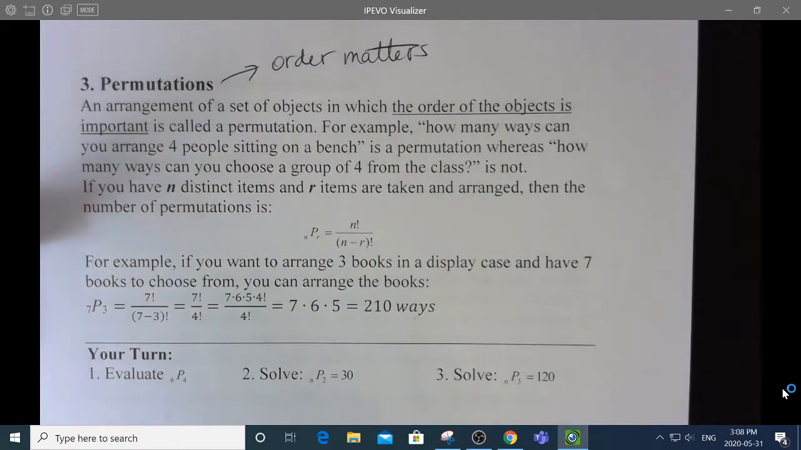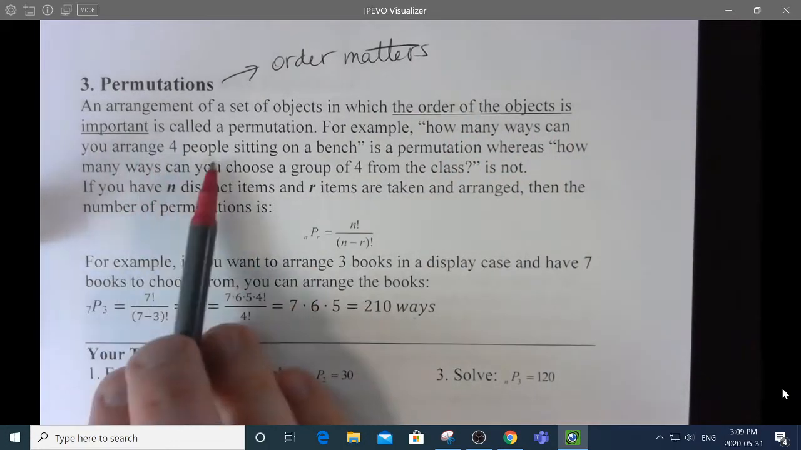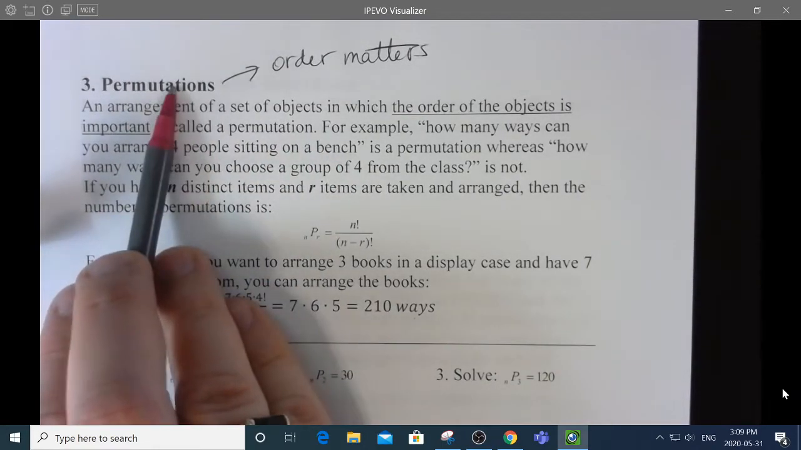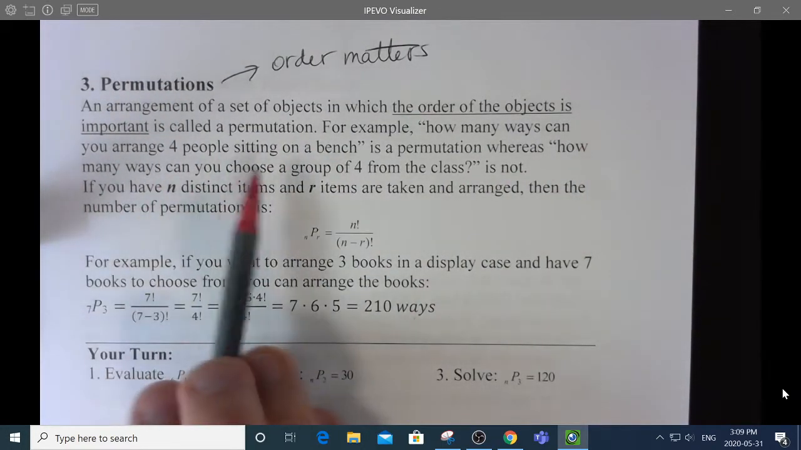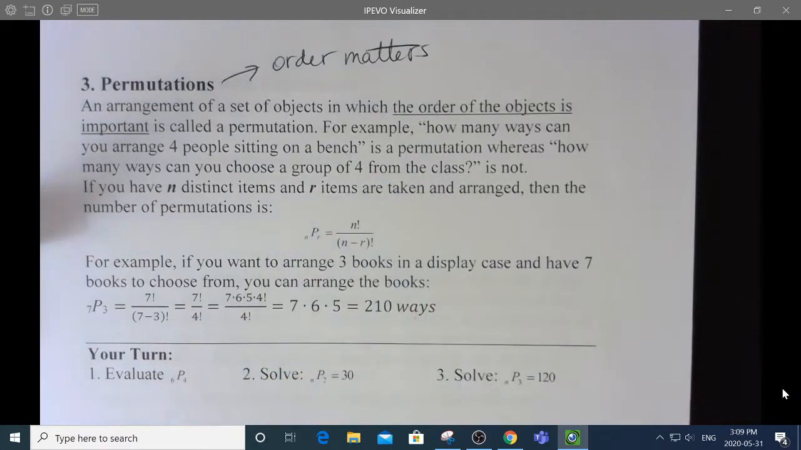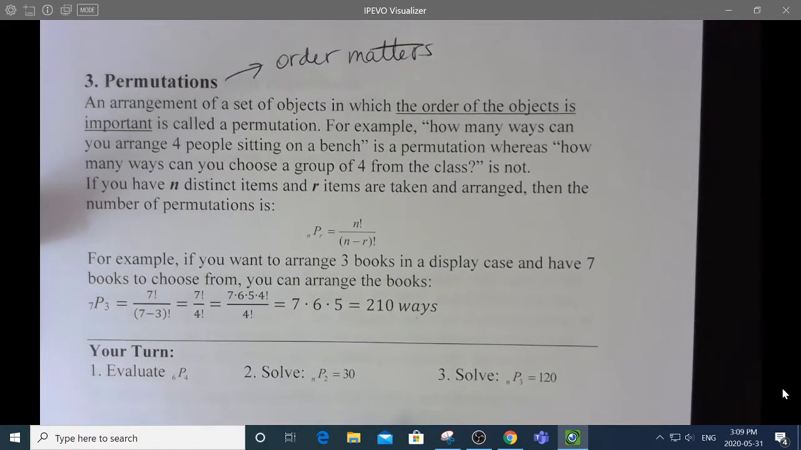And this leads me to the thing in the education system that bothers me the most. If you're wondering, well, what's the math of things where order doesn't matter? If how many ways can you arrange 4 people sitting on a bench is a permutation, what do you call how many ways can you choose a group of 4 people from the class? Well, that's called a combination. Permutations, combinations.